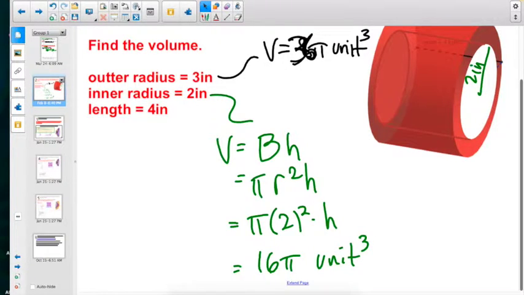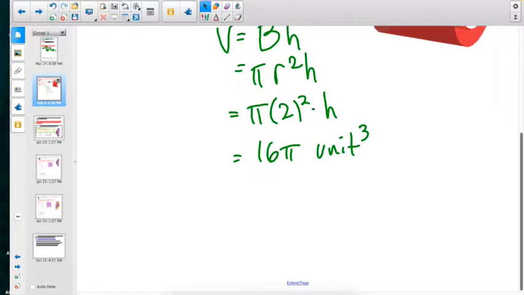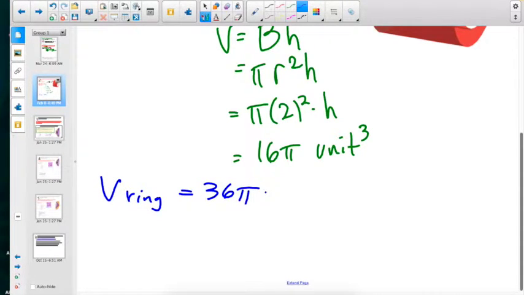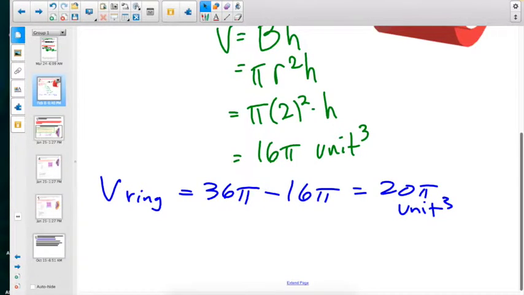And so now that we know that represents a hole or a void or an absence of material, however you want to call it. So what do we have then for that ring? Yeah. So the volume of that ring is going to be your 36 pi minus your 16 pi. 20 pi units cubed. So we had the volume from yesterday. We had to recalculate the volume of the hole, and then we can subtract the two. So in terms of integration, guess what's going to happen?